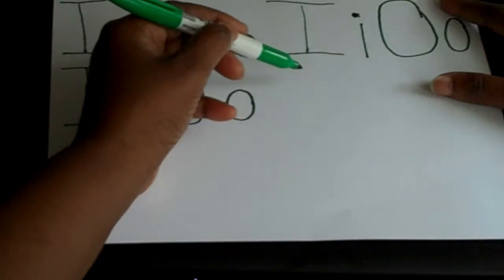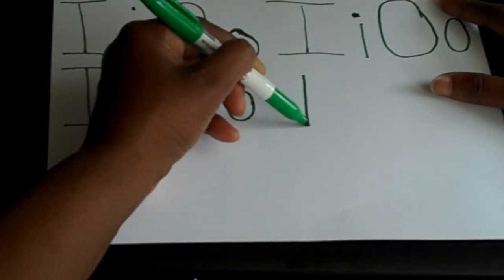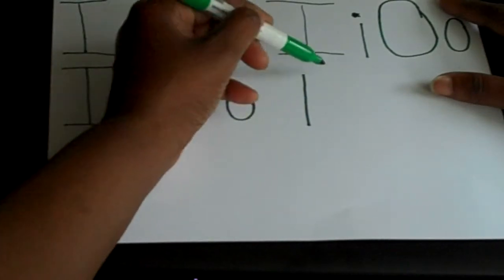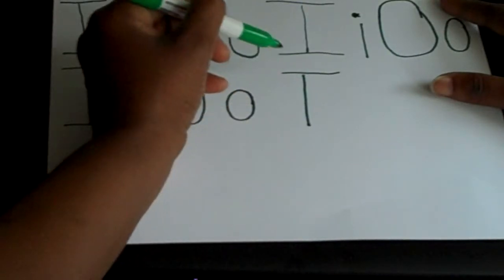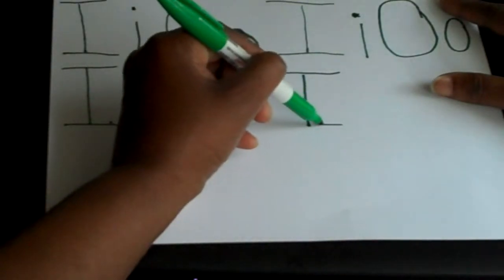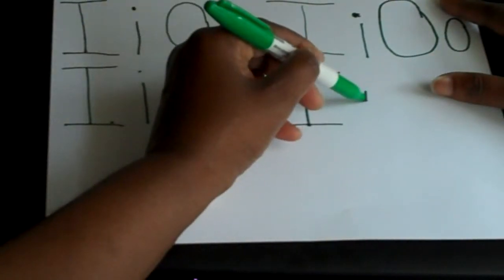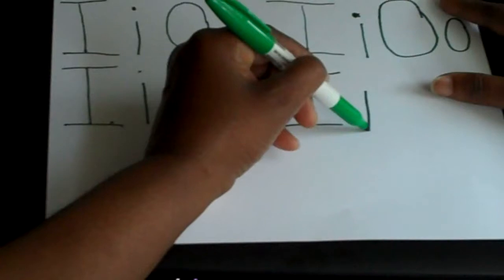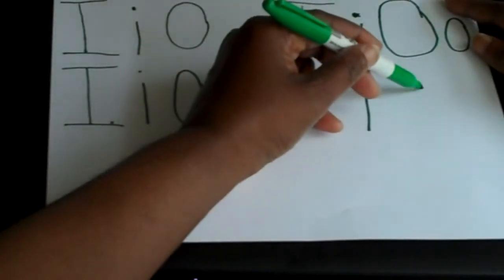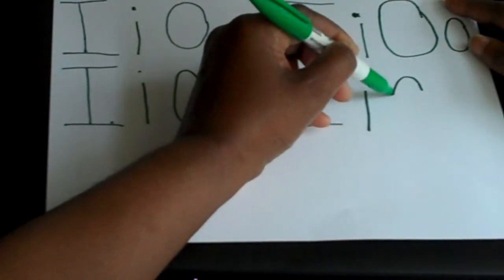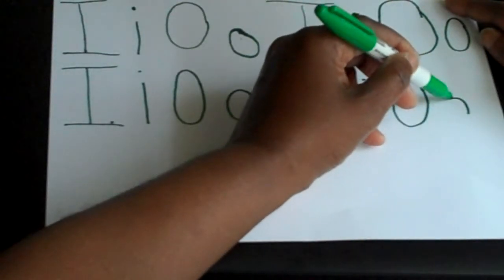Okay, so let's go down the ladder. Stop. Across the bridge. Stop. Across the bridge. Stop. You go down the ladder. Stop. You go over the bridge. Under the bridge. You go over the bridge.